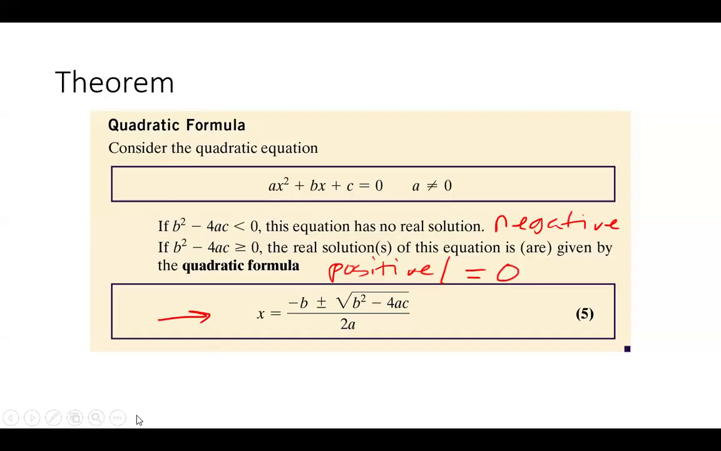X equals negative b plus or minus the square root of b squared minus 4ac divided by 2a. Okay, just keep rowing. You're rowing your boat. I really don't know how to row a boat, so I don't know the motions your arms are supposed to make.